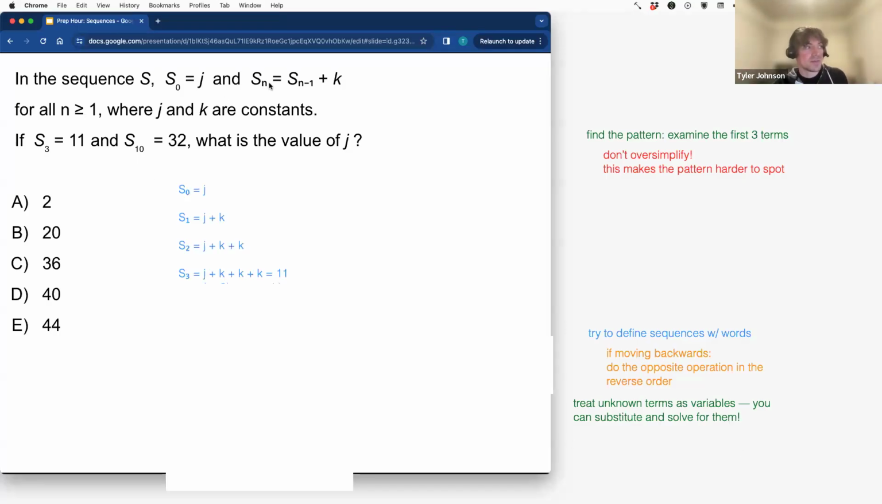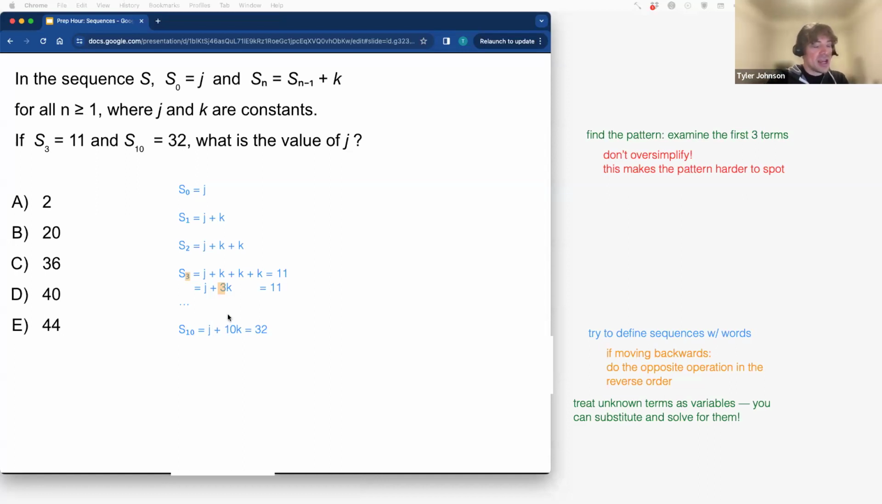So using my definition, I'm just going to list out the first few terms here. And if I rewrite S sub 3 a little bit different, that's where I get a pattern I can easily extrapolate. That the sequence I'm on, that term number is the number of k's I'm adding to j. So here's where I can use the information about S sub 10. That's equal to 32, and I know I must be adding 10 k's to j because I'm on the 10th term.